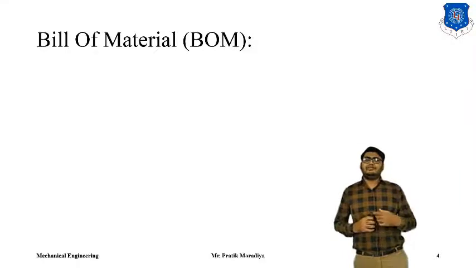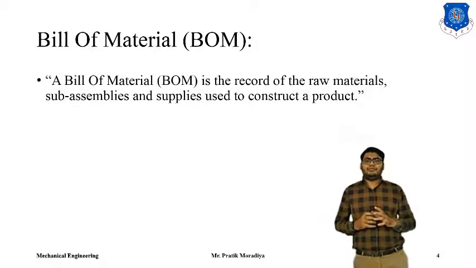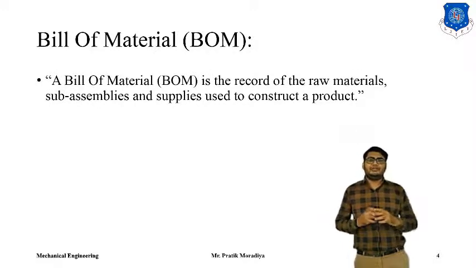Now let us discuss what is bill of material. Bill of material is basically a list or record of raw materials, sub-assemblies and supplies that are needed to construct a specific product. So bill of material is the record of raw materials, sub-assemblies and supplies used to construct a product. This is the definition of bill of materials, and it is self-explanatory.